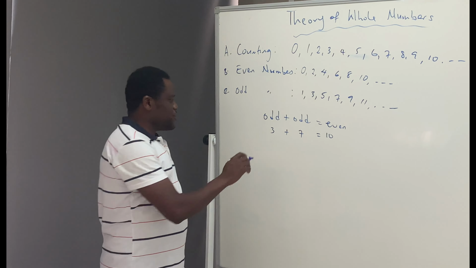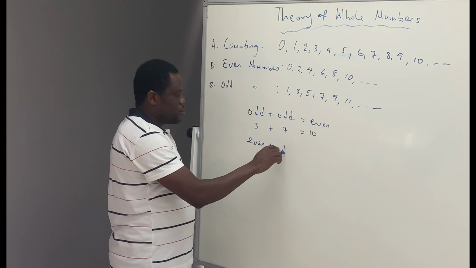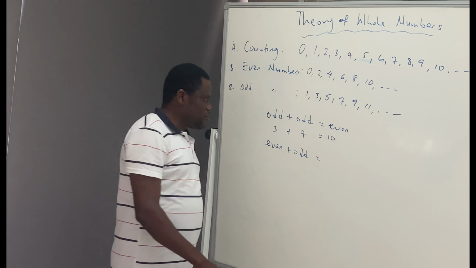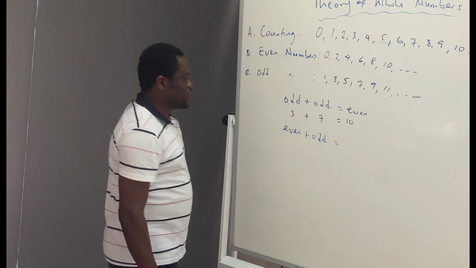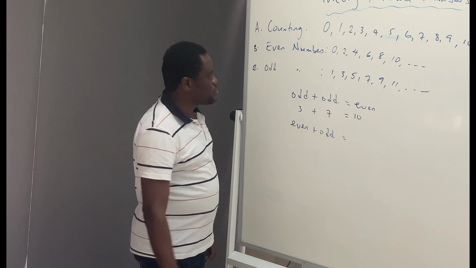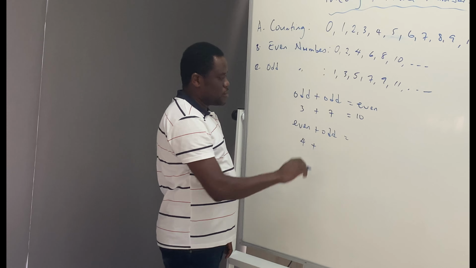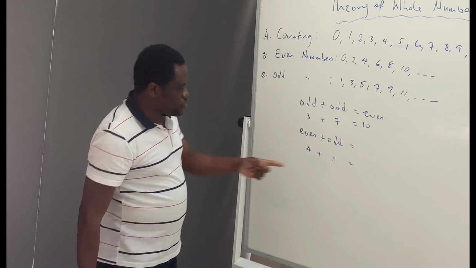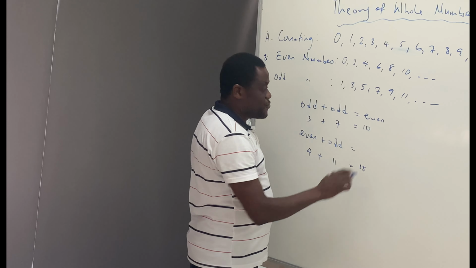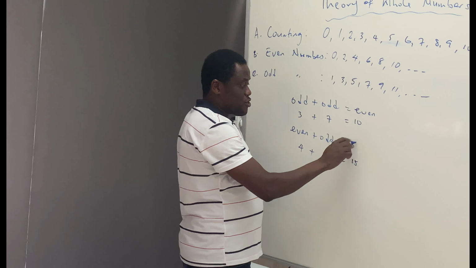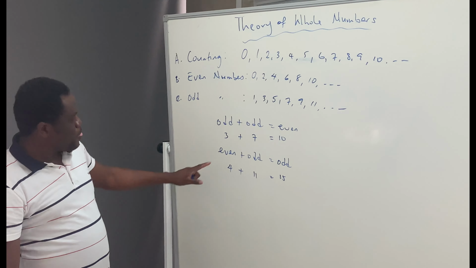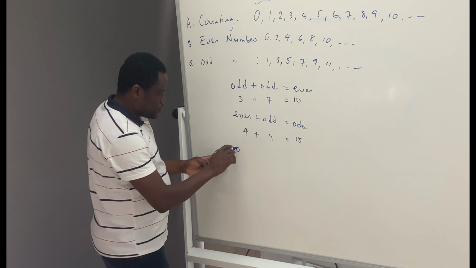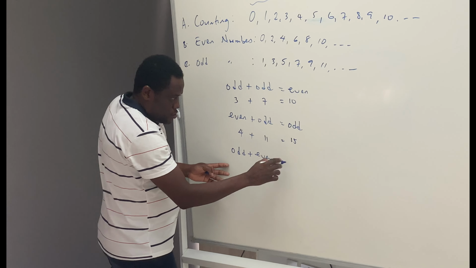What if you have even plus odd? Even plus odd is odd. So let's check it. Tell me any even numbers. 4. Any odd numbers? 11. So 4 plus 11 is what? 15. And 15 is what? Is odd number. So which means even number plus odd number is odd. And of course, odd plus even is odd. Right?